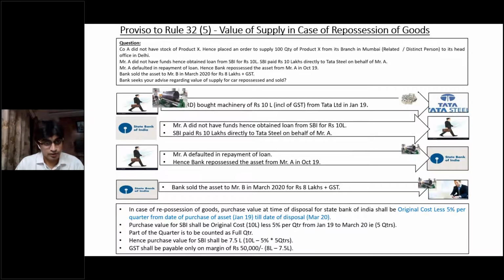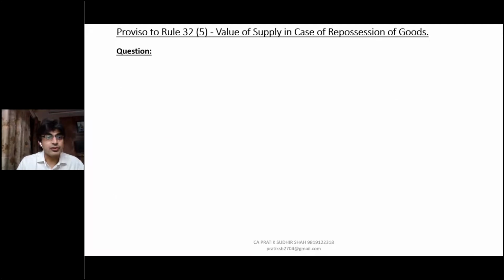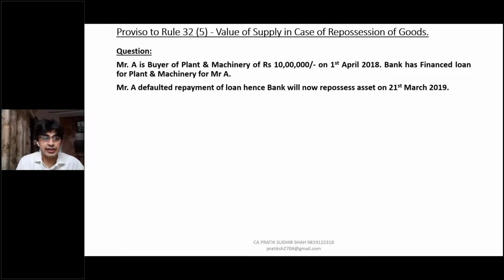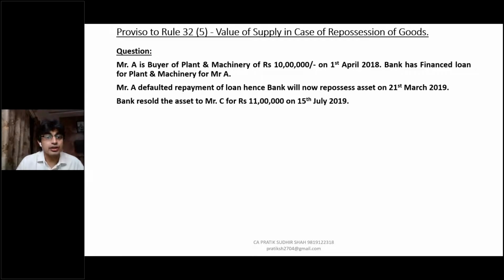Okay? Clear? Chalo. Again, I will take you to one more sum. Mr. A bought plant and machinery of 10 lakh on 1st April 18. The bank gave a loan for plant and machinery to A. Mr. A defaulted in repayment and hence the bank repossessed the asset on 21st March 19.